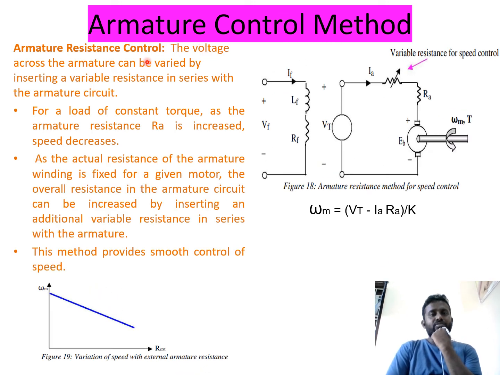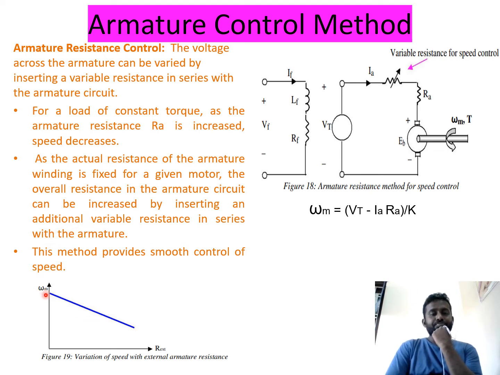In the armature control method, the voltage across the armature can be varied by inserting a variable resistance in series with the armature circuit, as I have told you in the previous slide also. For a load of constant torque, as the armature resistance is increased, speed decreases. As the actual resistance of the armature winding is fixed for a given motor, the overall resistance in the armature circuit can be increased by inserting an additional variable resistance in series with the armature. That is what is done here. This is the armature resistance and an extra resistance is placed in order to increase the resistance, thereby speed reduces. This method provides smooth control of speed.